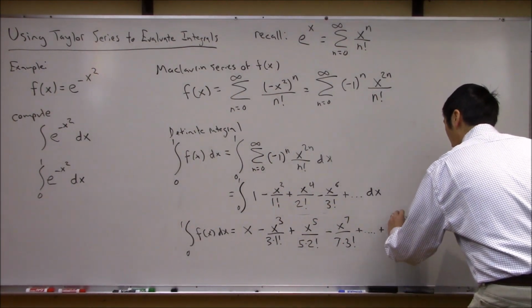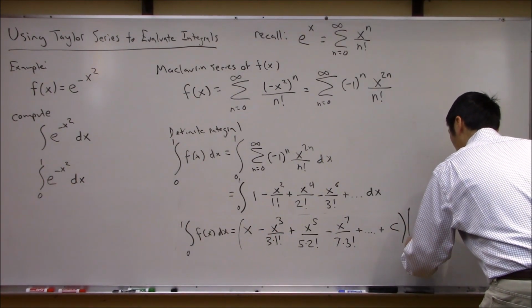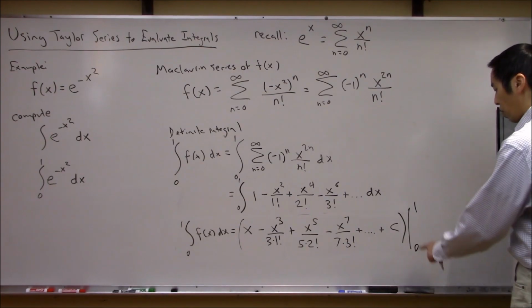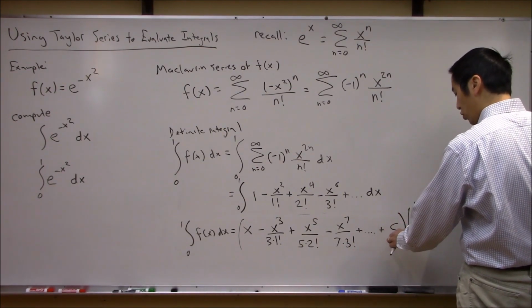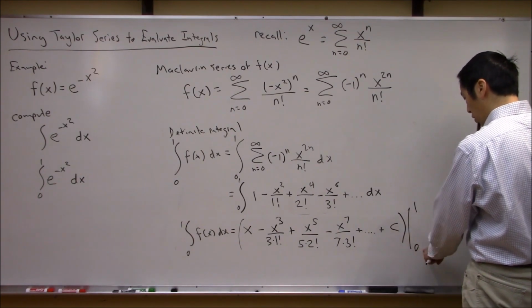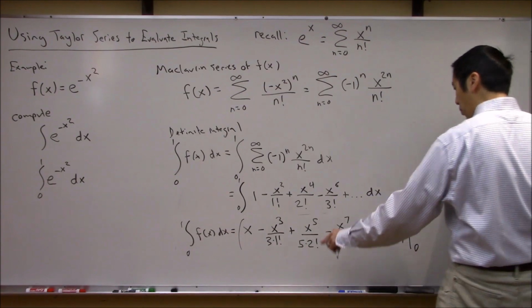Okay, so this whole thing, evaluated between 0 and 1, is going to be nice. It's going to knock out the constant of integration. And all these zeros are going to knock out a whole bunch of this other junk. So we end up with this whole thing.